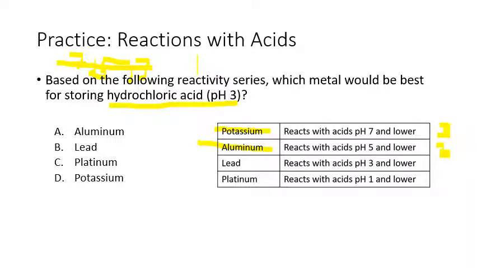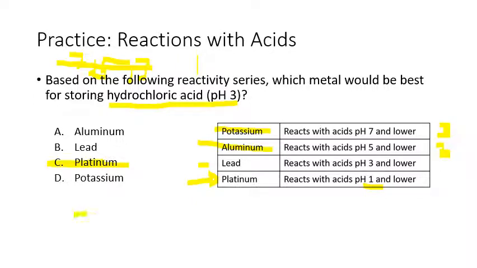Lead reacts with acids of pH 3 or lower. Well, pH 3 is 3, so that's not the best choice, but it's the best one we've seen so far. So that would be an okay choice, but there is a better choice, and that would be, in this case, the platinum, which only reacts with pH 1 or lower. So that's our best choice available.